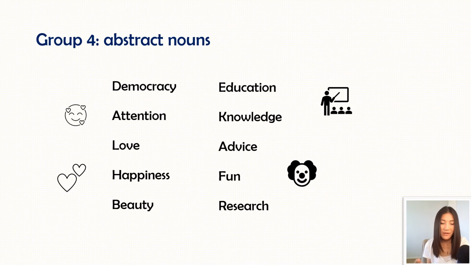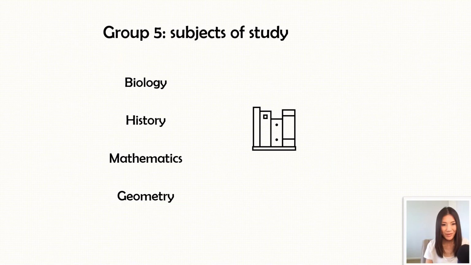The fourth group of non-count nouns are abstract nouns. This category talks about ideas and concepts rather than physical things, like democracy, attention, love, happiness, beauty, education, knowledge, advice, fun, and research. The last group of non-count nouns that we'll talk about are subjects of study. For example, biology, history, mathematics, or geometry are all considered non-count nouns.